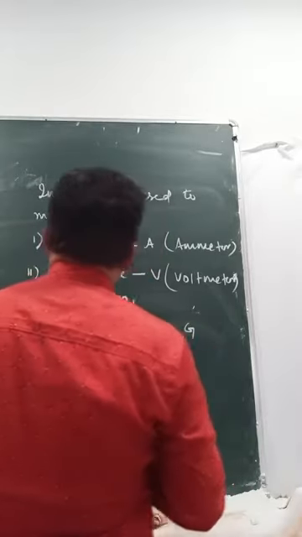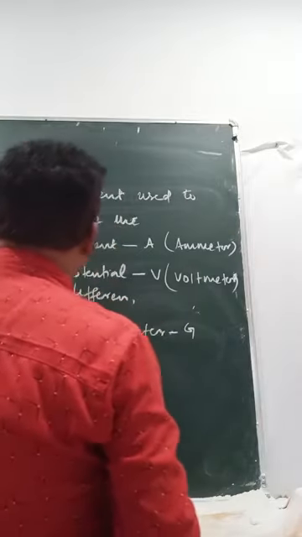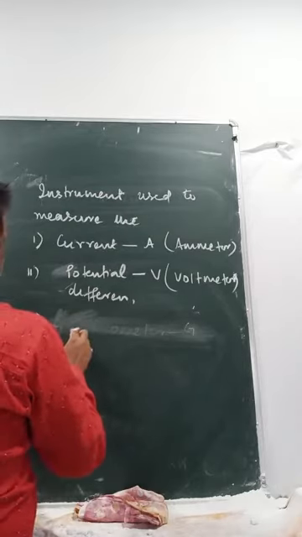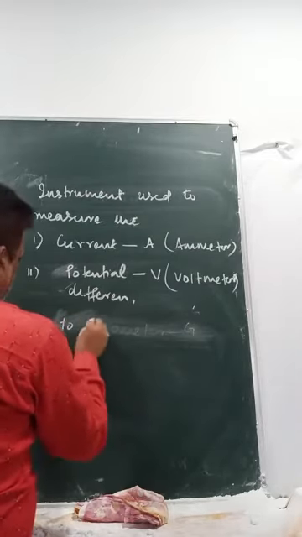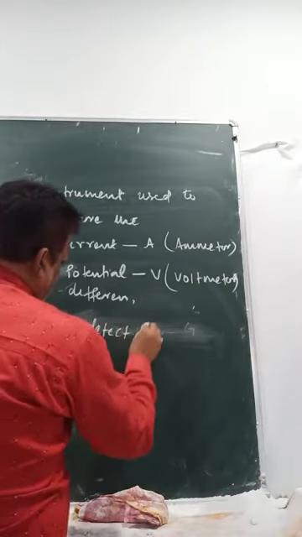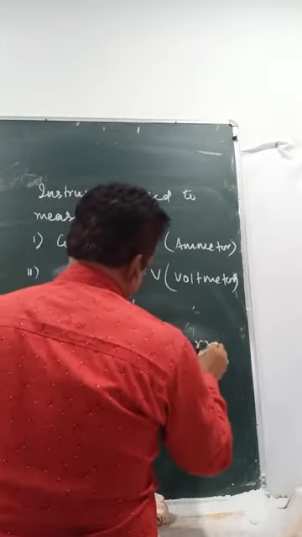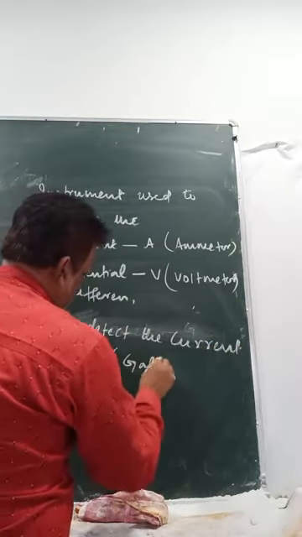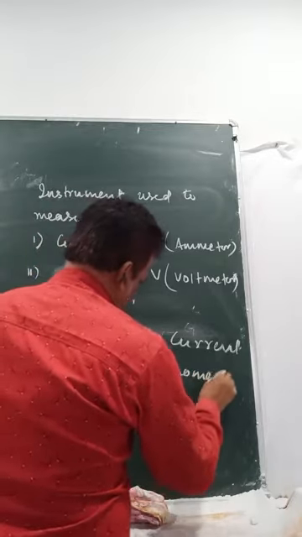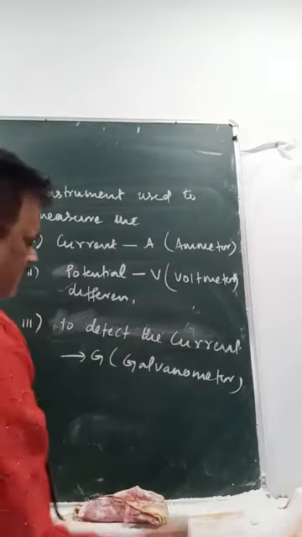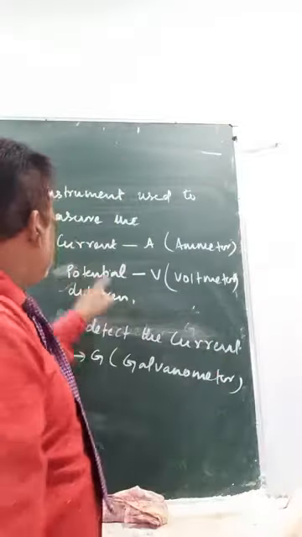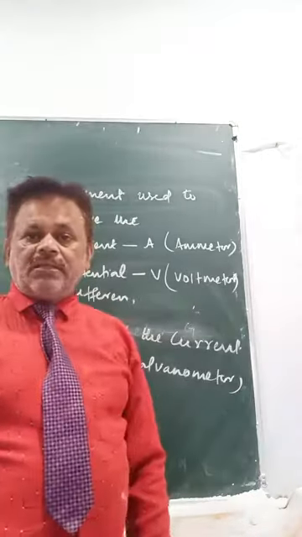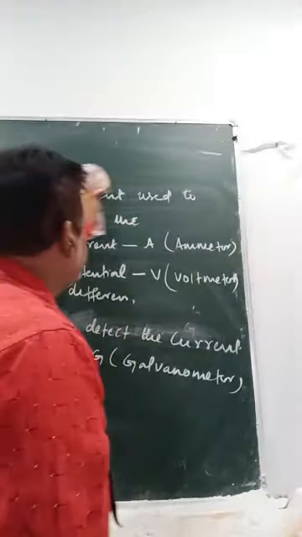G is the instrument used to detect the current. G means galvanometer. So when you connect it, how the ammeter is connected and how the voltmeter is connected, that also you should see in the lab.